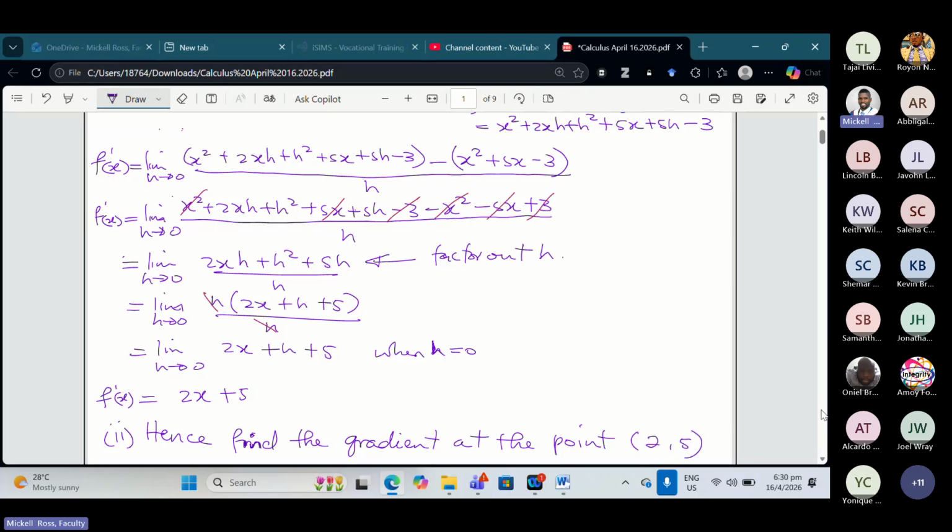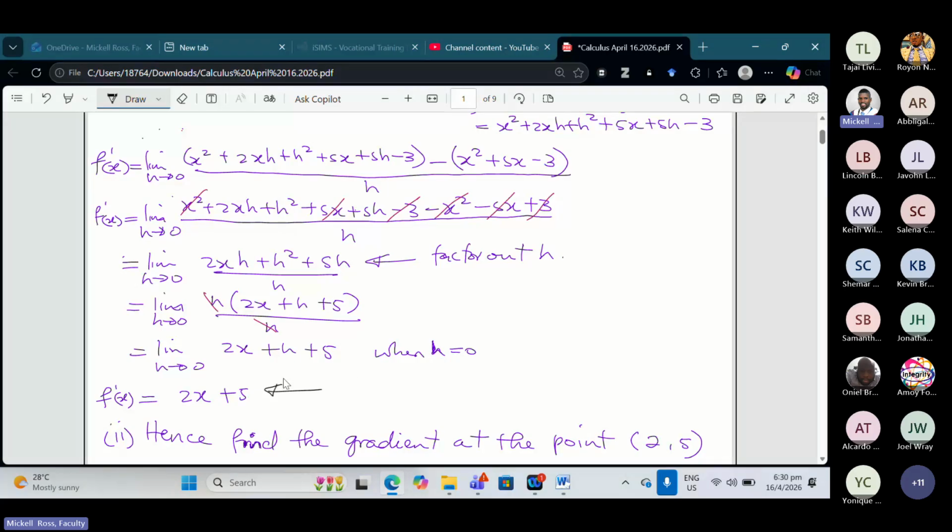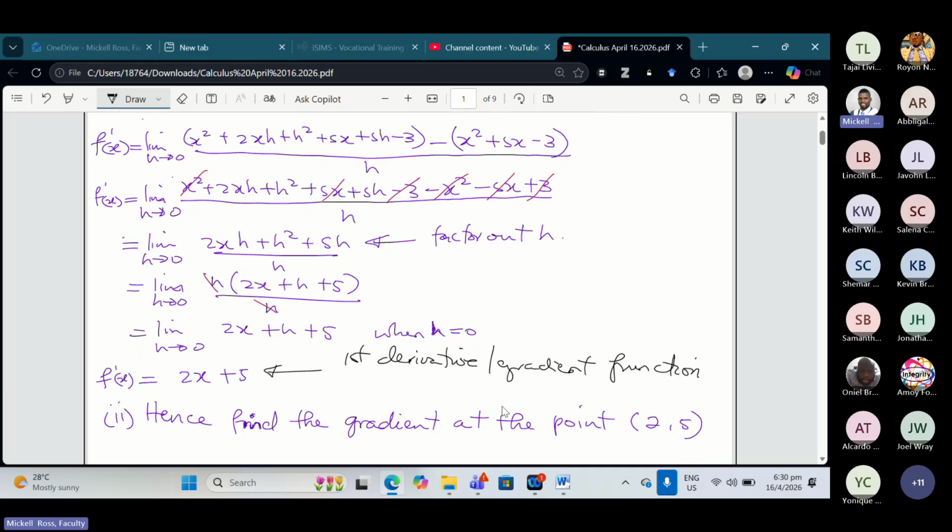So it's a continuation of the question. All right. One of the things that you have to bear in mind, your first derivative is also known as your gradient function. So it is your gradient function, which means that if you're asked to find the gradient at a particular point on the graph, you would have to use your first derivative, which is your gradient function.